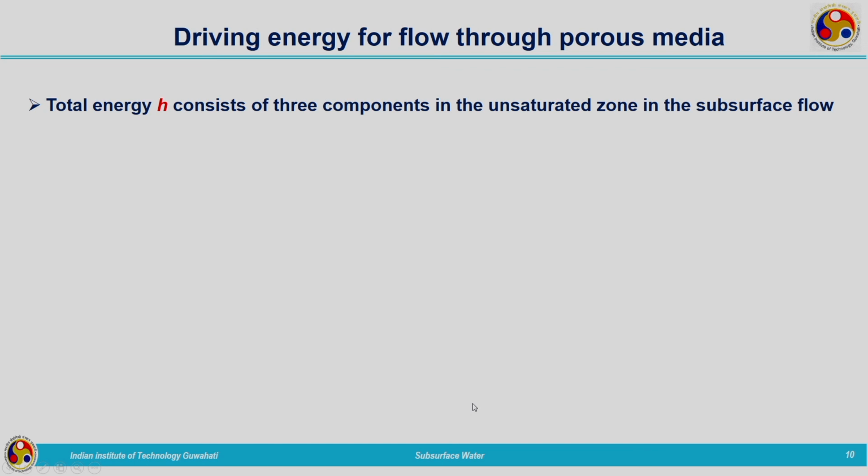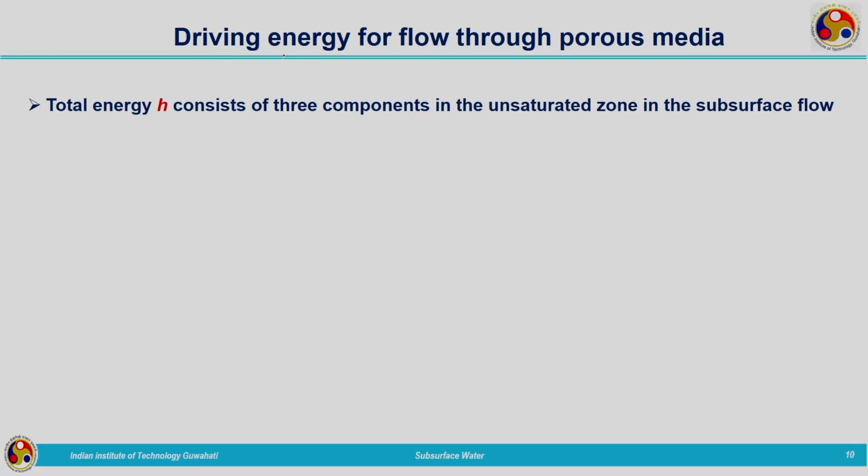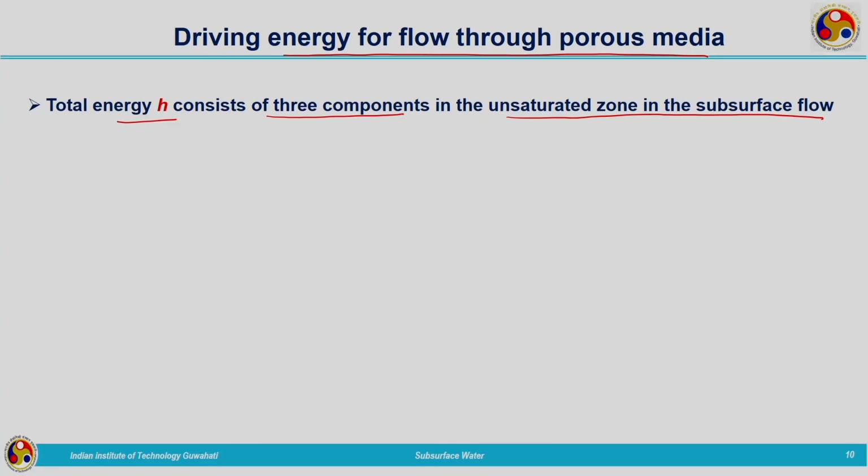Now we need to understand the energy which is causing the flow within the subsurface. Driving energy for flow through porous media. Total energy H consists of three components in the unsaturated zone in the subsurface flow. I am not talking about the groundwater region, the saturated region. It is exclusively related to subsurface flow, the unsaturated region. Whenever we are talking about the energy equation, Bernoulli's equation will come to our mind.